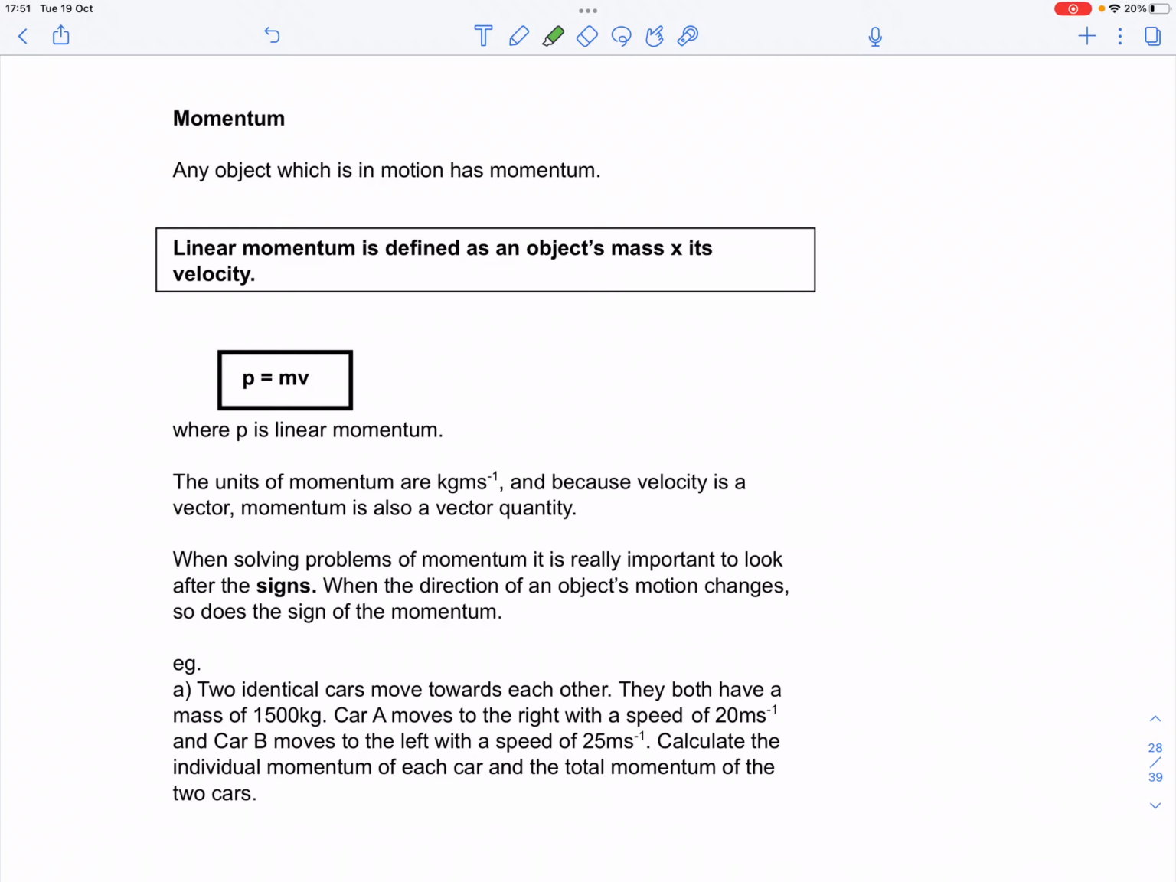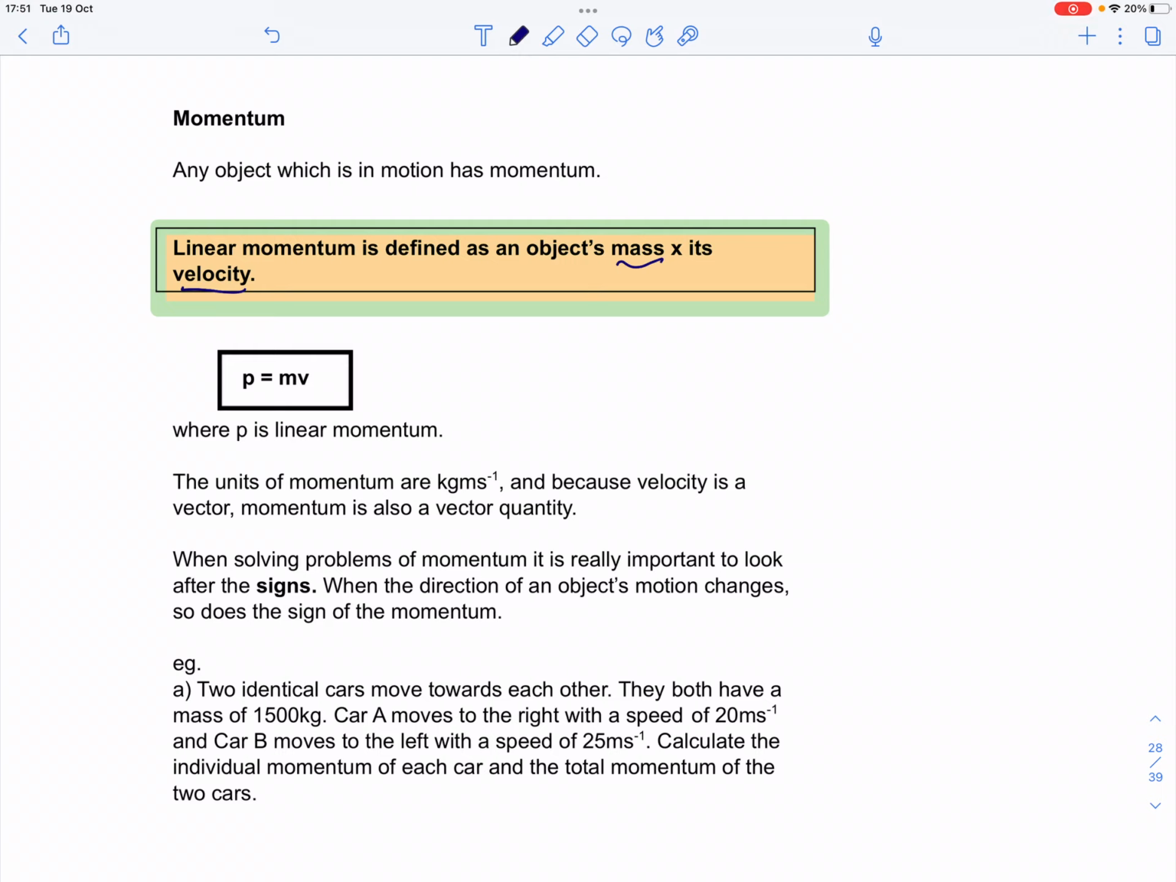There are many words in physics that are used in everyday language, and momentum is one of them. But momentum has a very strict definition in physics, and it's defined mathematically. In fact, the momentum of an object going in a straight line, otherwise known as linear momentum, is defined as follows.